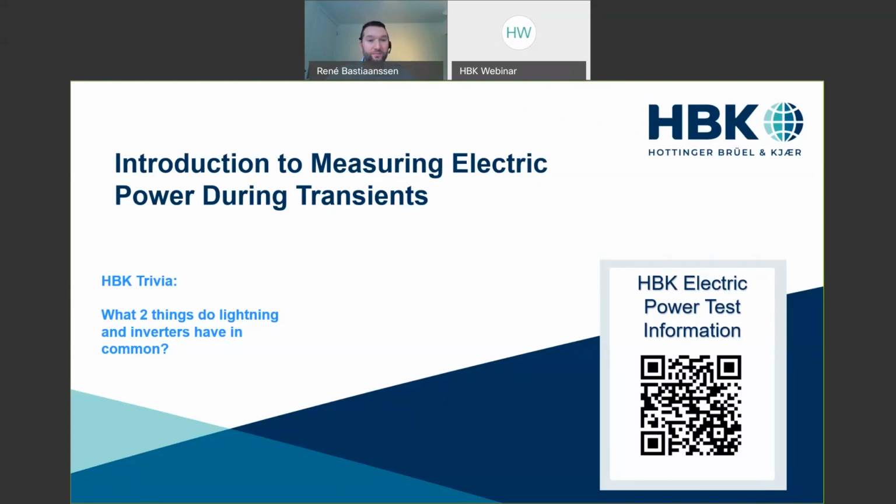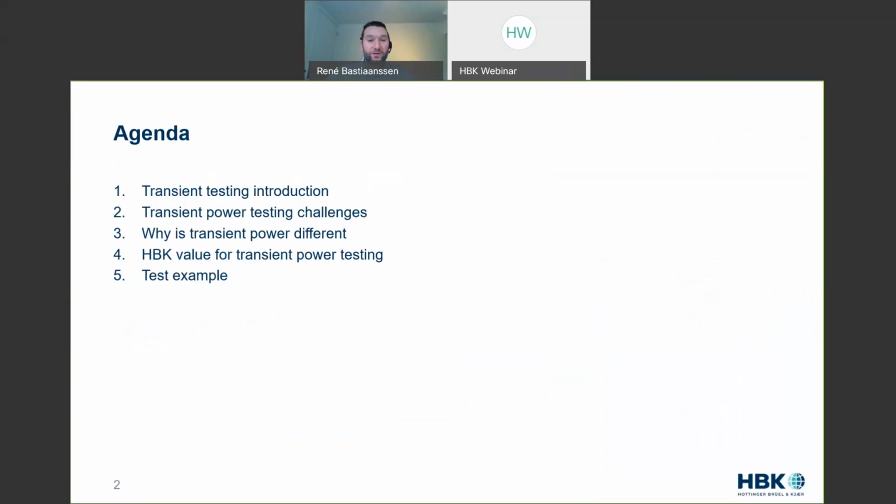So let's start with today's agenda. Transient testing introduction: basically, why do we bother with transient testing in power measurements? Followed by the challenges. Why is this challenging? Why is it potentially difficult? And why is transient power different from any steady state power? This will be followed by the HPK value for transient power testing, and we will close the session with a little test example and the answer to our trivia.